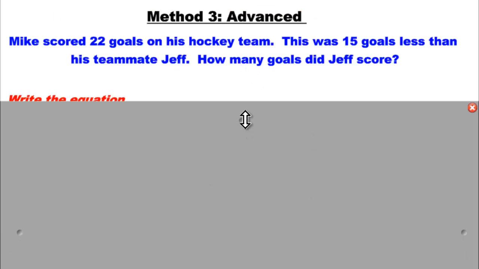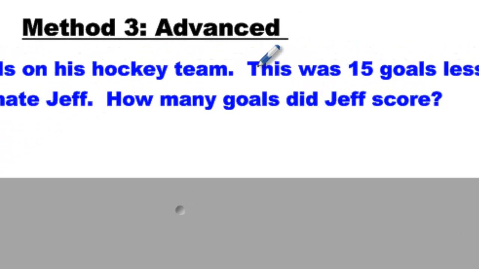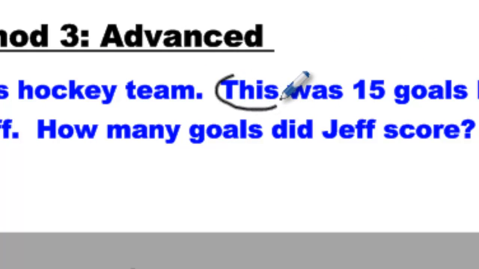Now we're going to do this more advanced way, just like the soccer one, but we're going to do it with method 3. Mike scored 22 goals. Is that a mystery? No. Do I need a variable for Mike? No, I don't need that. I know how much he scored. This was 15 goals less than his teammate Jeff. What's this? What is it talking about? It's talking about the 22 goals. Was means equals. Underline was. It means equals.